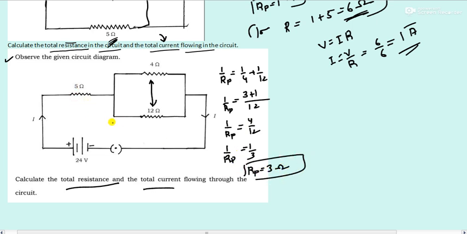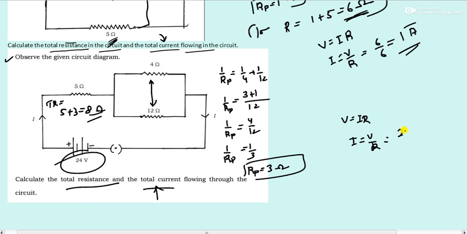Now 3 ohm plus 5. So 5 plus 3 is how much? 8 ohm. So this is total resistance, which is 8 ohm. They have also asked total current. So again, V is equal to IR, I is equal to V by R. V is given as how much? 24. So 24 divided by resistance, that is R, 8. Okay, so 8 threes are 24. So again, here current is 3 ampere.